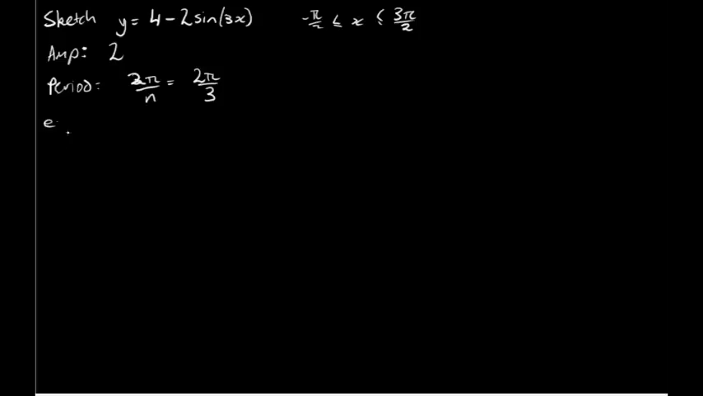And the equilibrium point just determines if we've moved it up or down. In this case, it's been moved up 4.